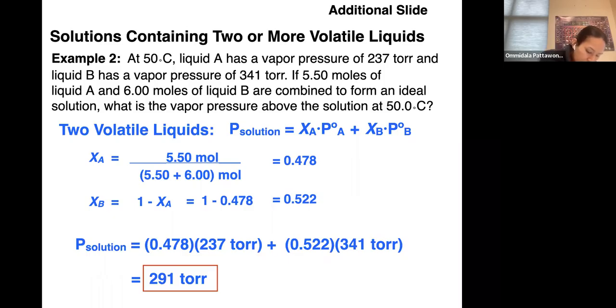Let's check your work. If you're looking at this, this is our solute, because it has less mole fraction. This is going to be our solvent. This is the pure solvent. Its vapor pressure still comes out higher than the vapor pressure of the solution. So that makes sense, and that means your calculation is correct.